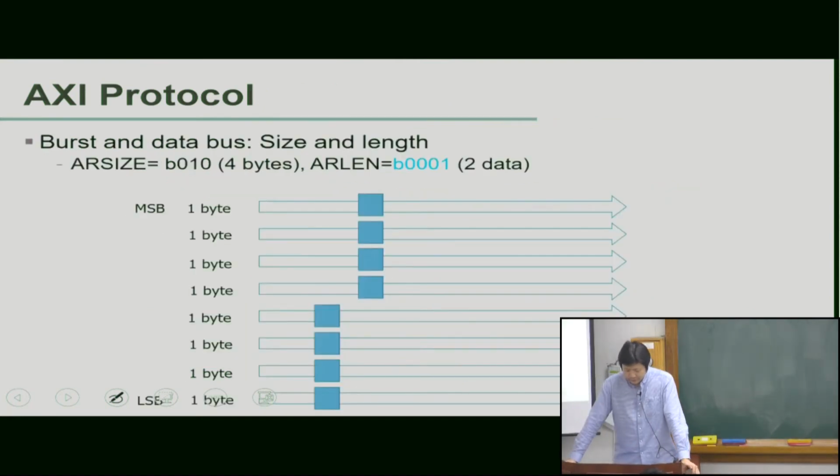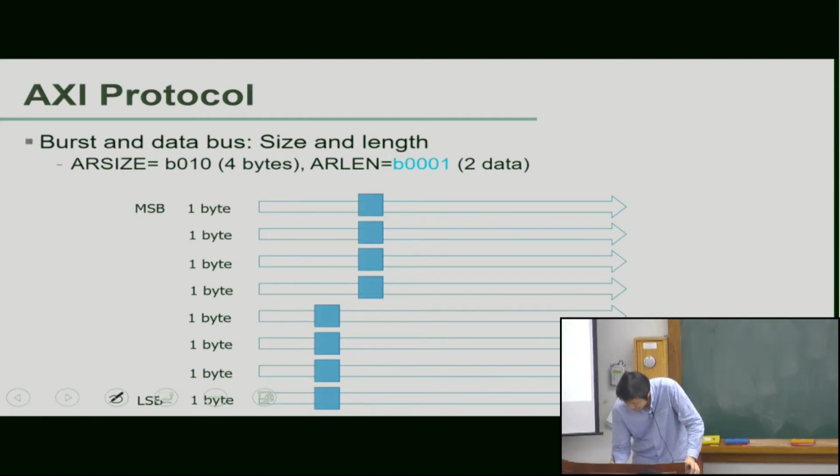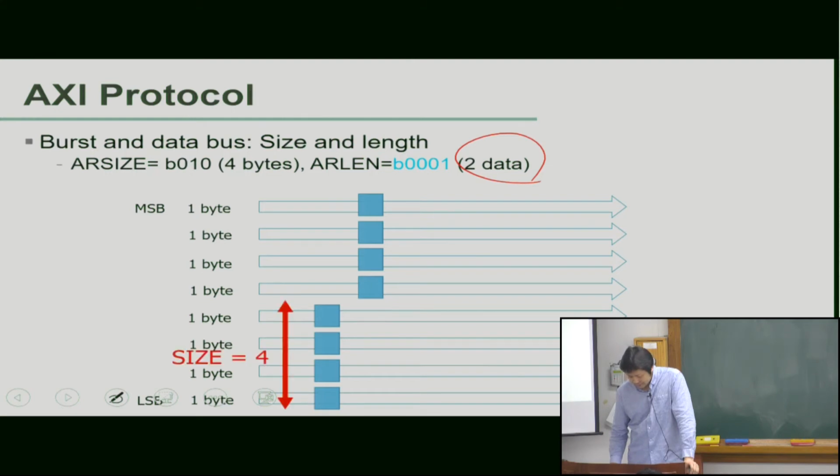Here is another example. Let's say we send and receive data, in this case a read transaction. The size is 010, which is 4 bytes, and the length is 0001, which is 2 data. So the size is 4 bytes, and the burst length is 2. So you send this data twice.